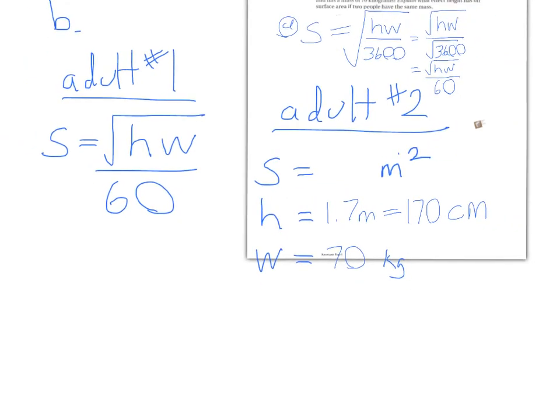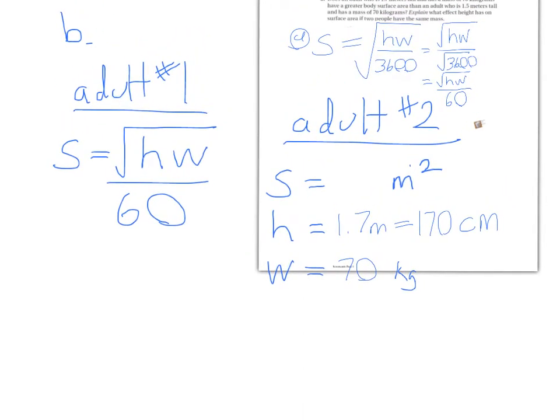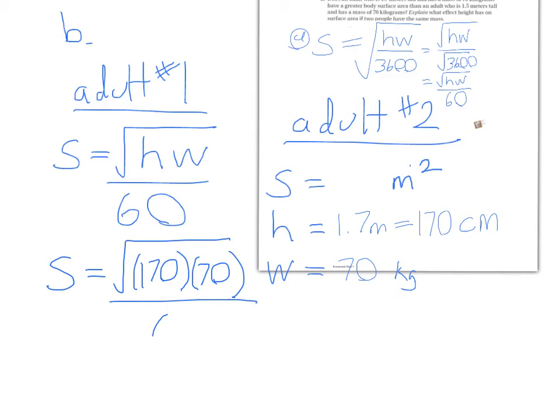Remember, whenever you have a formula, rewrite the whole thing, but then just erase. Is it letting me erase? Wait, no. Anyways, we'll just write it again because it's not letting me erase for some reason. I guess when you're recording, you can't erase. No worries. S is equal to the square root of h times w. Well, h we now know is not 1.7. We're going to use 170 multiplied by weight, which is 70. And then we're going to divide that by 60.